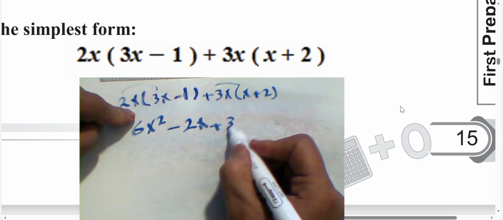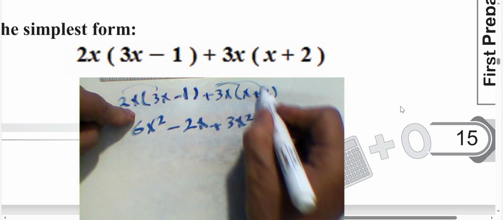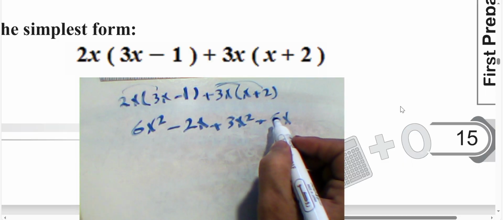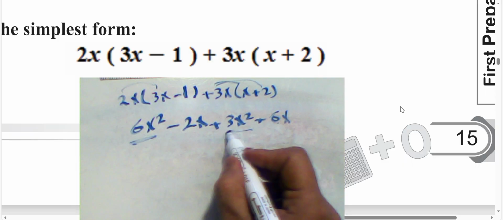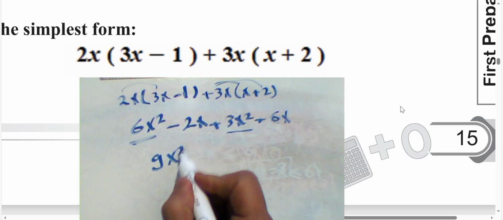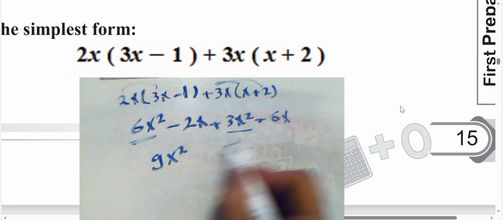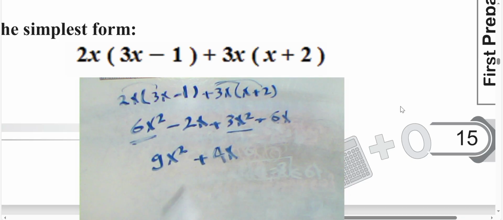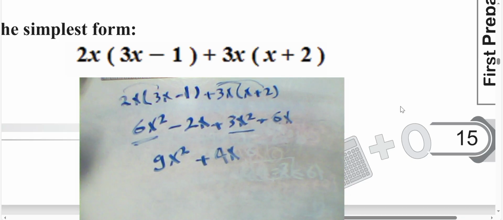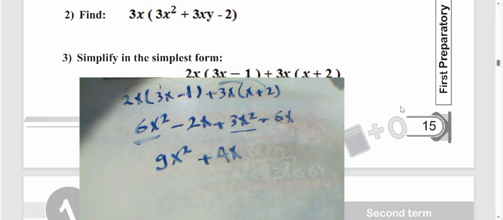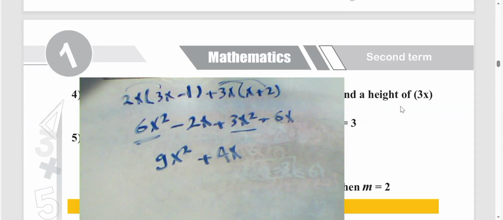3x times x is 3x power 2, and 3 times 2 is 6, so it's 6x. 6x power 2 plus 3x power 2 it will be 9x power 2. Negative 2x plus 6x it will be 4x. This is the simplest answer for this question. Next question down here from homework.